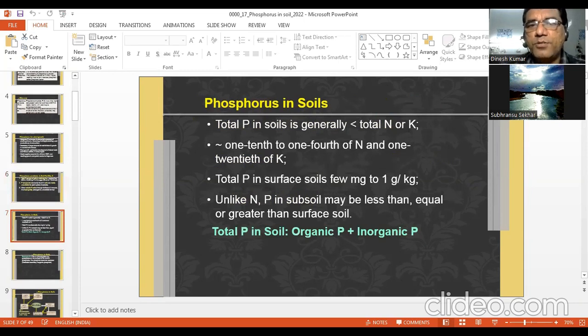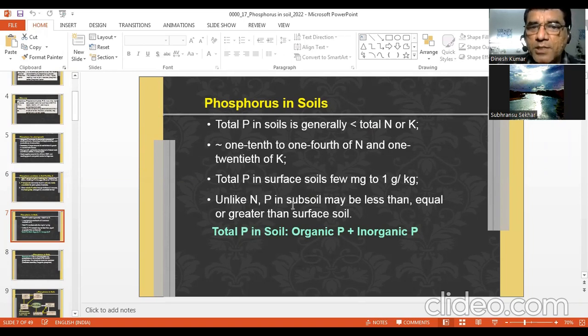Now let us see phosphorus in soil. As I told you, the quantity of phosphorus in soil is very low. So total phosphorus in soils is generally less than total N or K. Just now I told you, even it is less than sulfur as well as calcium. It is 1/10 to 1/4 of nitrogen and 1/20th of K. So you can see the proportionate content of phosphorus in soil. Total phosphorus in surface soil may be from a few milligrams to 1 gram per kg. So this is the range.